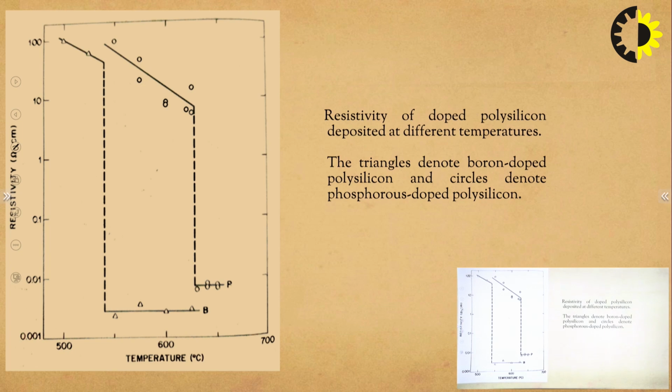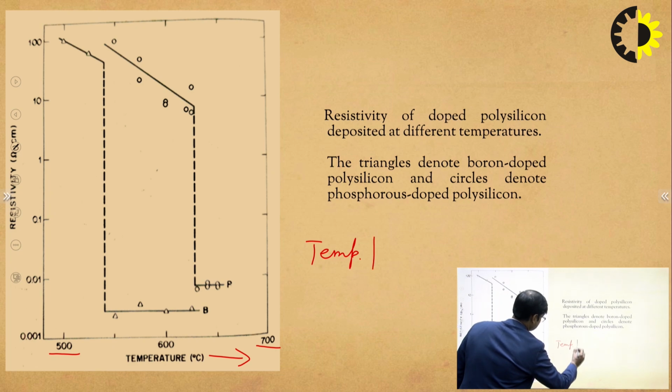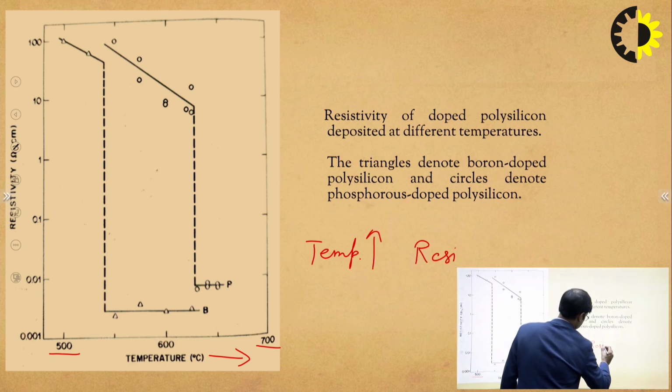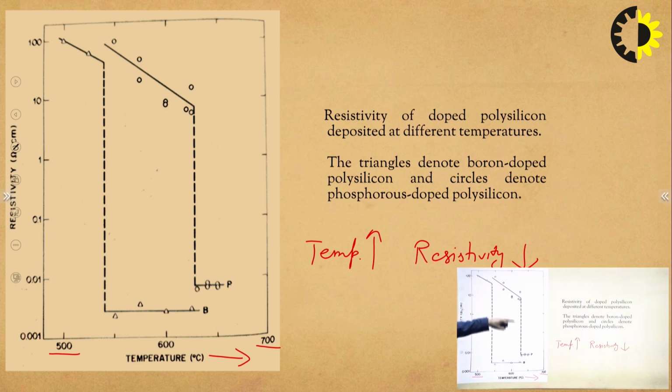Okay. Now, in this figure, it has been shown how the resistivity is changed as the temperature is changed, say from 500 to 700 degrees centigrade. How the conductivity, or it's inversely proportional, its resistivity is changed. So we can see as the temperature is increased, resistivity is decreased. Here we can see the resistivity is decreasing. This is on the y-axis, resistivity. It is decreasing.